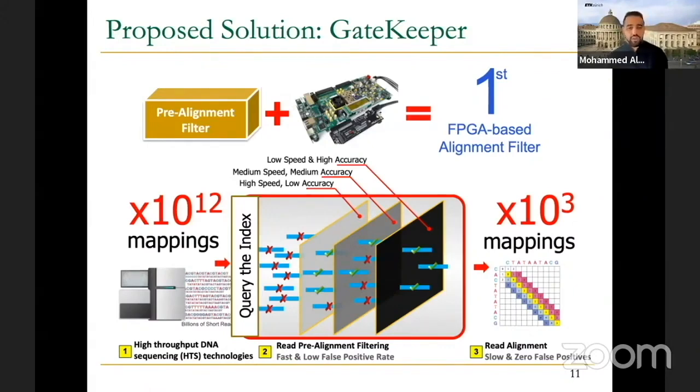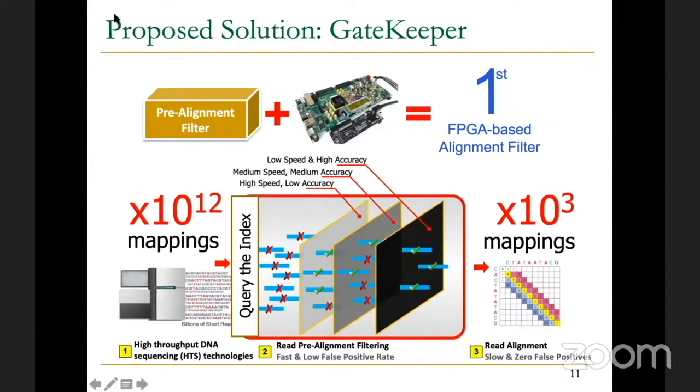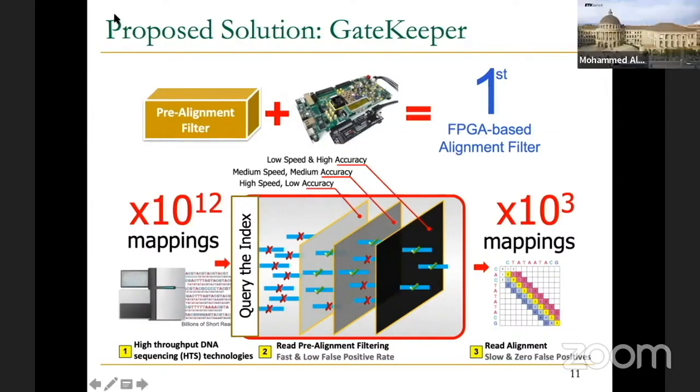So if the read sequence is 100, for example, you go to location 1,000 and you fetch 120 characters starting from location 1,000, or even before that by some margin. Anyway, at least it should be the same length as the read itself.